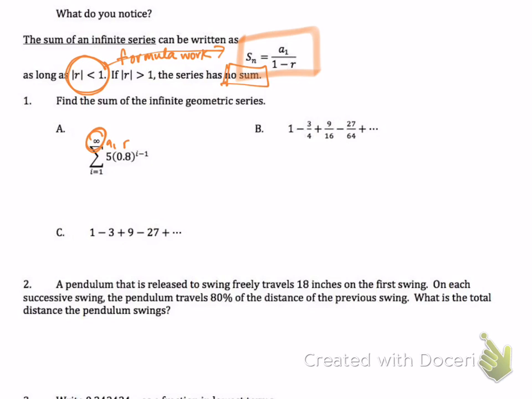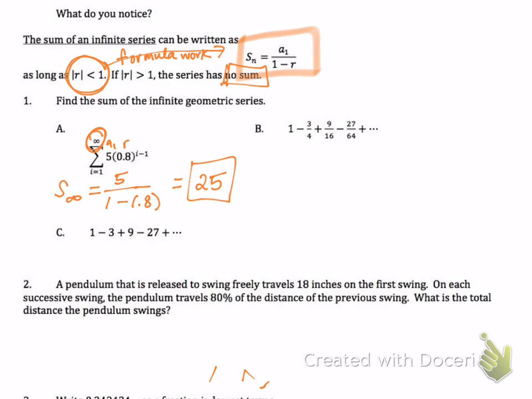So if I were to plug this into the formula, my infinite geometric sum, the sum of infinity, is going to be my A1, which is what number? 5 over 1 minus 0.8, which would be 5/0.2. So you end up getting 25. So the sum is adding up to 25.